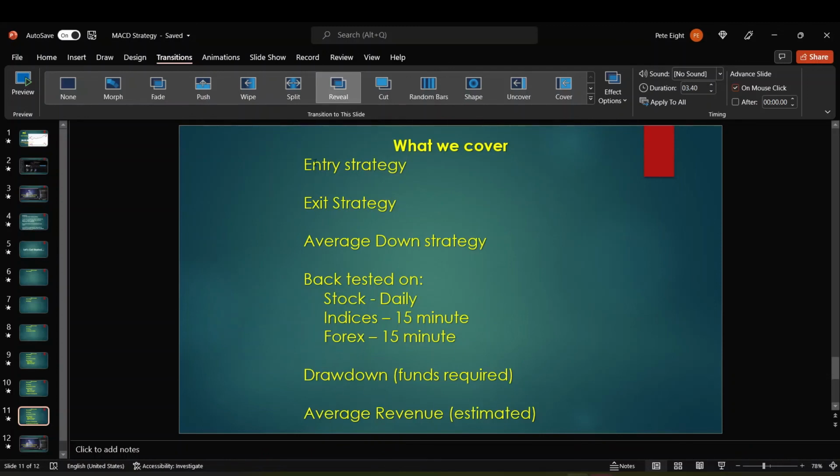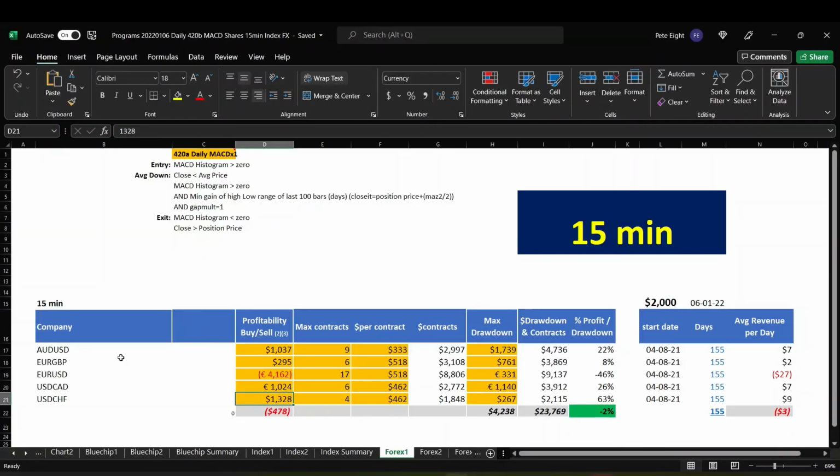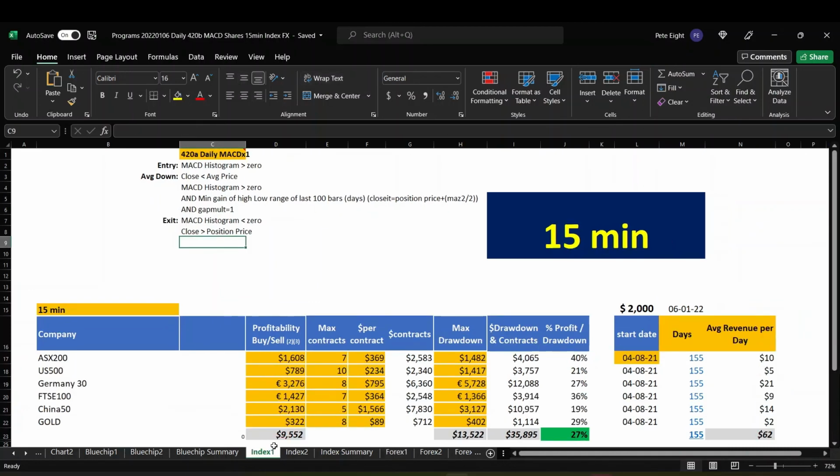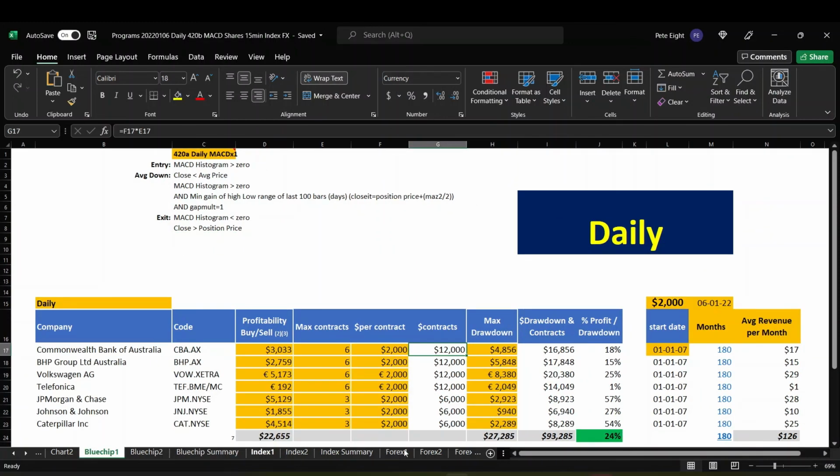We showed you the entry strategy, the exit strategy, the average down approach, and back tested on the daily and the 15-minute time frames to show the effectiveness and the revenue generated for each of these. So had you traded all those Forex indices, you'd probably be about break even at this point. Had you traded the indices, you'd be about $62 a day in terms of revenue. And had you traded the blue chip shares, you would have been about $126 a month in revenue. And don't forget, some of these are halfway in their averaging down.